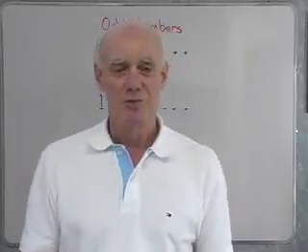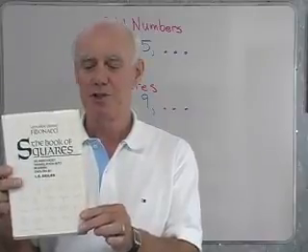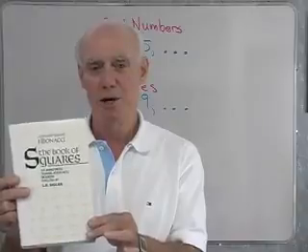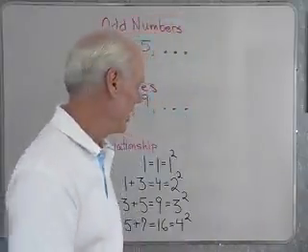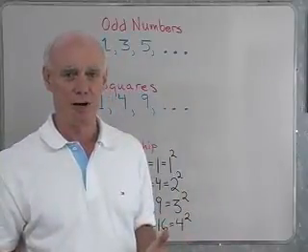Now, what's interesting is when you look at this book of squares written by the mathematician Fibonacci in the year 1225, everything's written in paragraph form. Fibonacci does not have the notation like we have today to write this relationship this way. He has to write it in words in paragraph form.